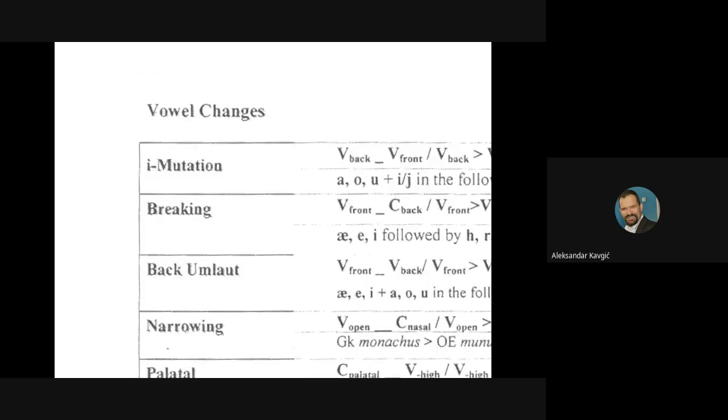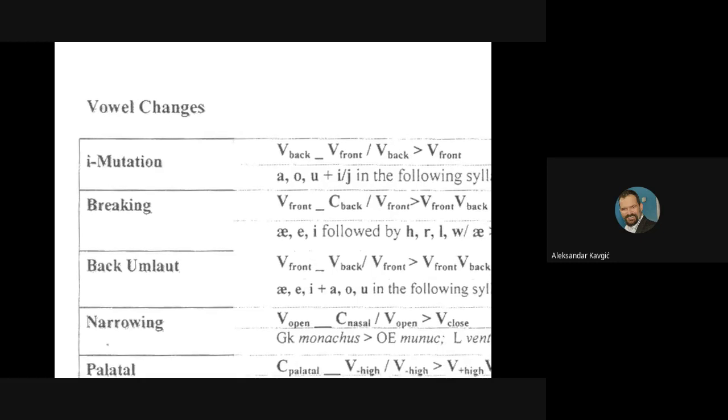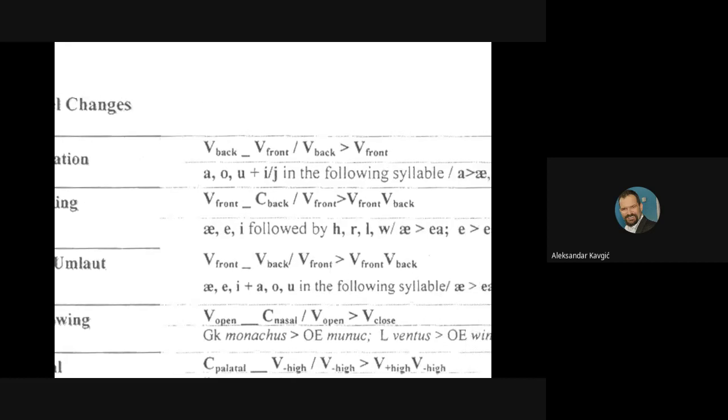Let me zoom in. So here, i-mutation happens when sounds A, O, and U, notice that these are back vowels, are followed by E and Y in the next syllable. And then A becomes E or A, O becomes A, and U becomes this mutated vowel Ü, which is still alive and kicking in German, but is no longer present in English. So think of it as some kind of vowel harmony. So E is a front vowel. A, O, and U are back vowels. So you want to create some sort of harmony. So A and O and U, they move a little bit to be similar to E.